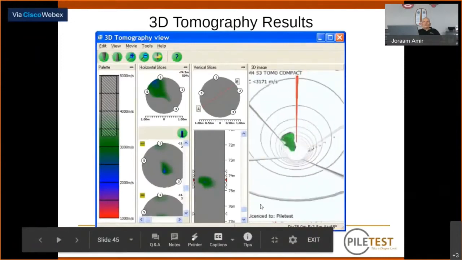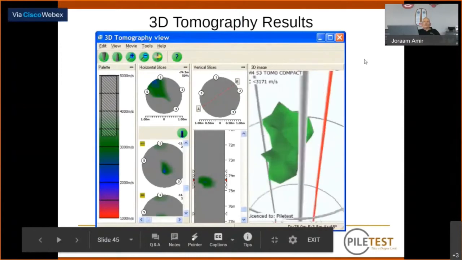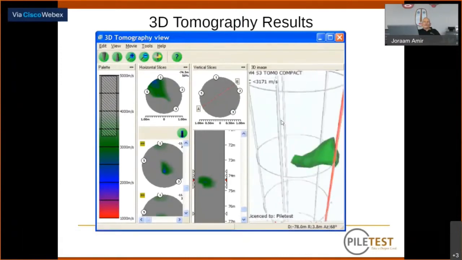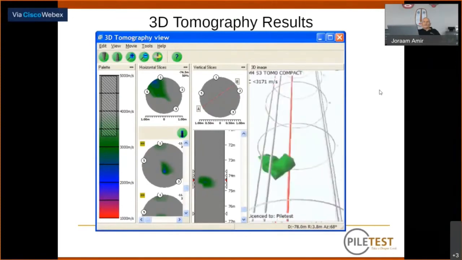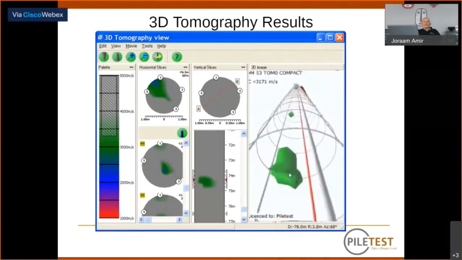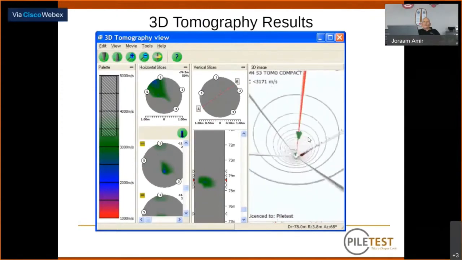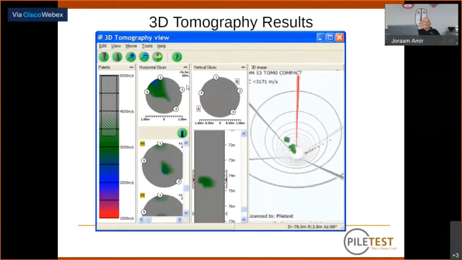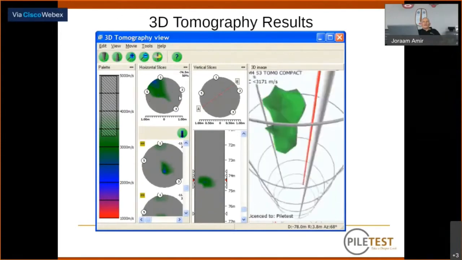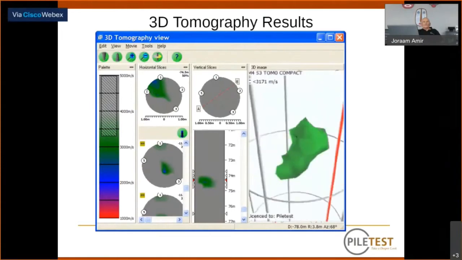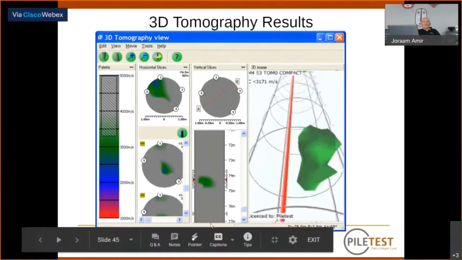Now, the CHUM is also a utility for calculating a three-dimensional tomography, where we take the results of all the tubes and combine them to get a three-dimensional picture of the pockets of foreign material or defects, if you like. We can have a horizontal cross-section at any desired level, and we can have a vertical cross-section in any direction.